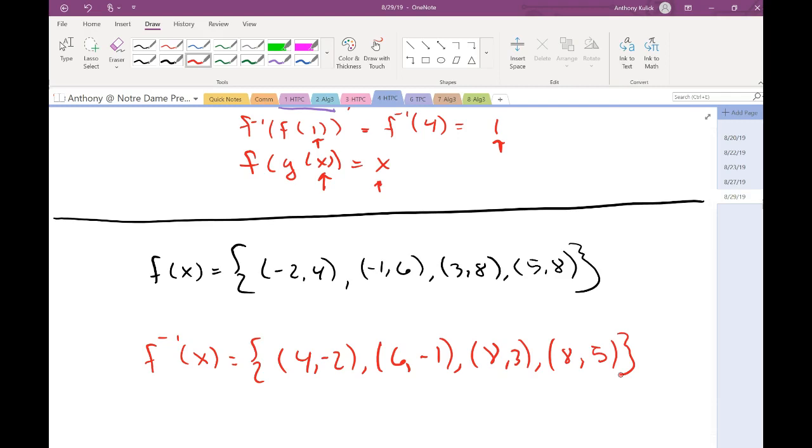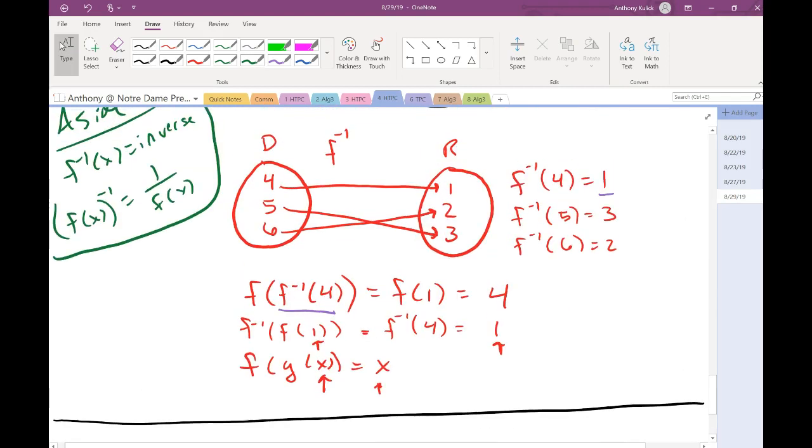Does anybody notice anything odd about f inverse in this situation? There is something unfortunate. What's that, Caden? It's not a function, right? So notice that we have repeating x coordinates, which would tell us that this is not a function. In our previous example, was our inverse a function? We scroll back up here and look. That's definitely a function, right?